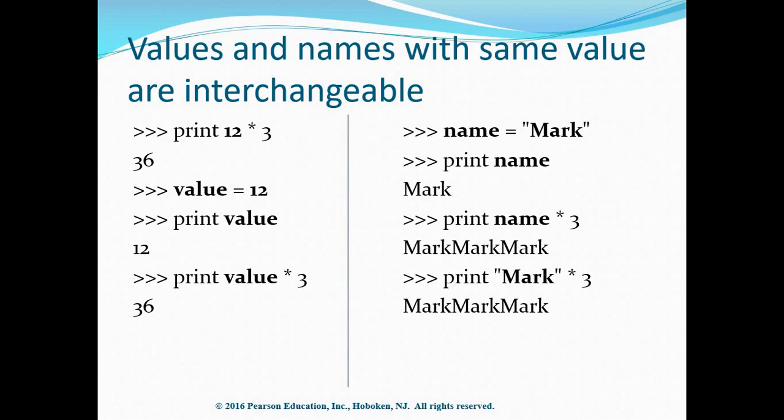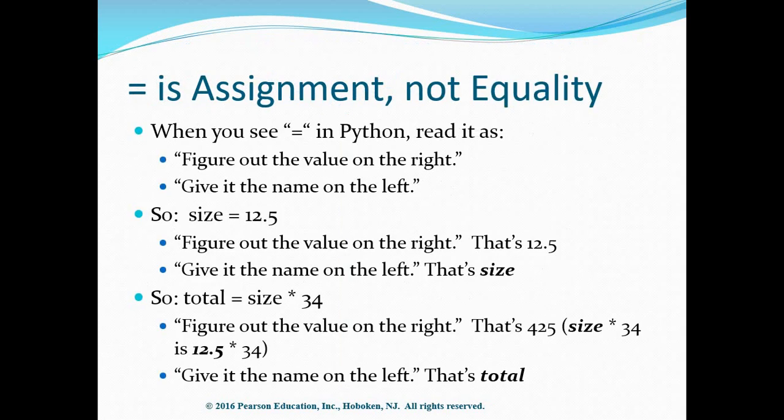Defining variables helps the computer complete tasks. Keep in mind, if you do size equals 12.5 and then size equals 34, size will be 34. The computer will interpret size as the most recent entry, overwriting the first entry.